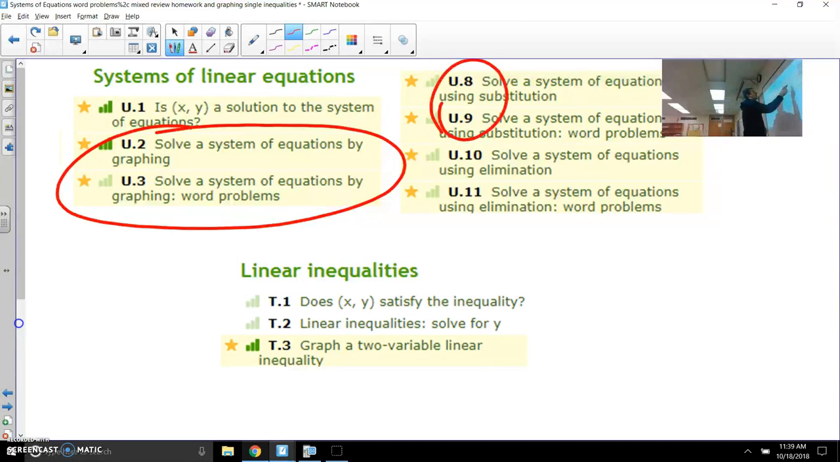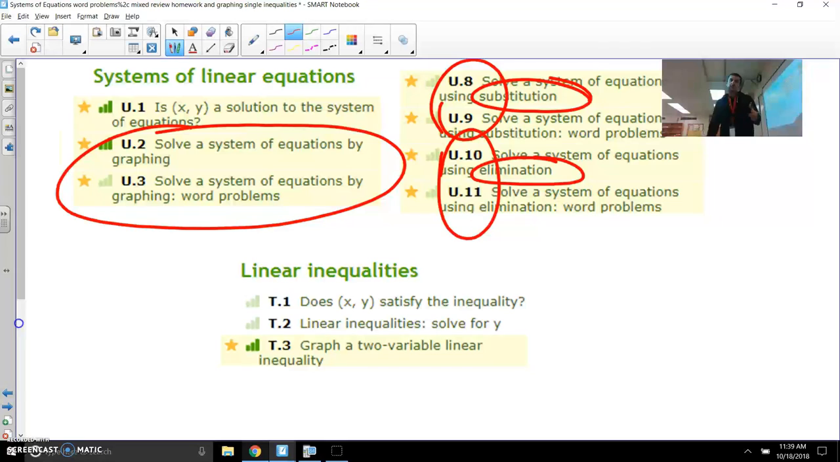U8 and U9 both have to do with substitution. One is just immediately working with the problem to try to substitute the values to see if you can get the point of intersection. The second one is more based on word problem setup. So check that out if you want to practice some word problems. U10 and U11 both have to do with elimination. The first one has to do with just problems given to you like we just did. And then the second one's really showing you how it works based on word problem setup. So give that a shot if you're concerned about word problems.